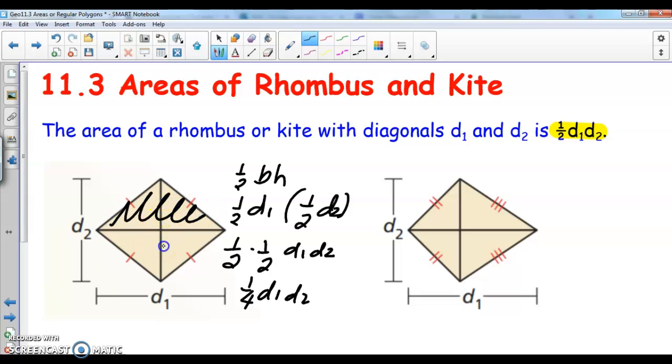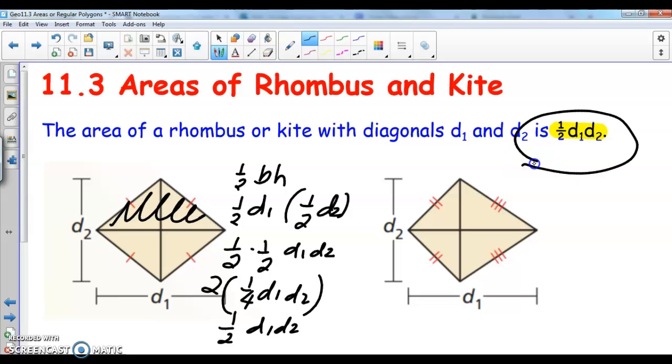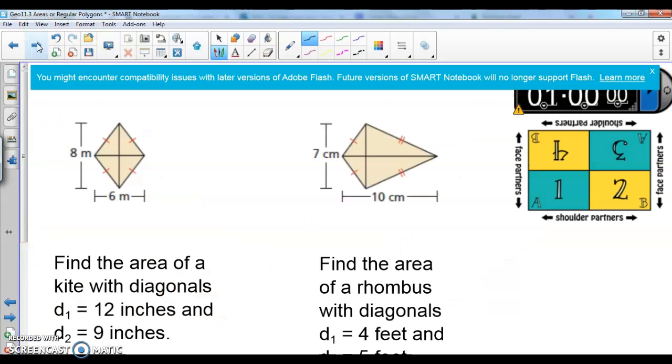But since this kite consists of two congruent triangles, if you double this one, then you'll have 1/2 D1 times D2, which is actually the formula that we have over here. So in a similar way, we can derive the formula for the area of a kite. Now let's look at some examples on how to use that formula.